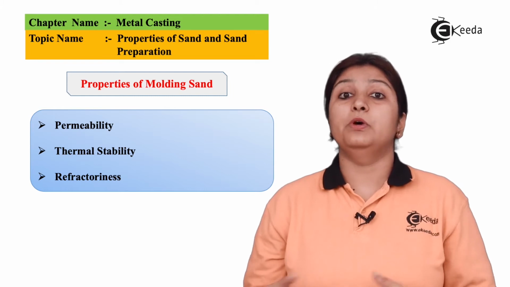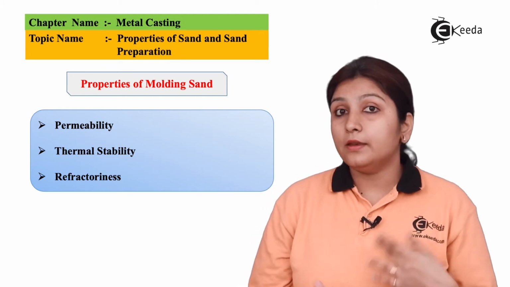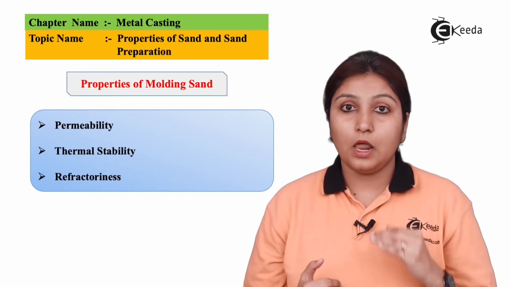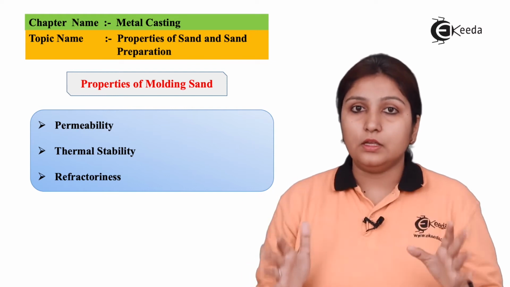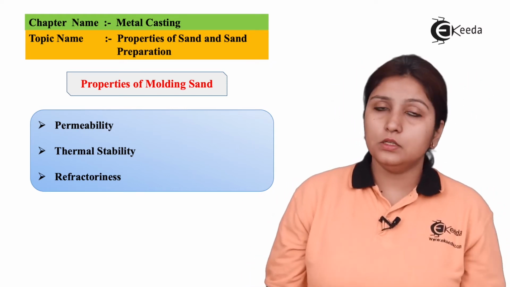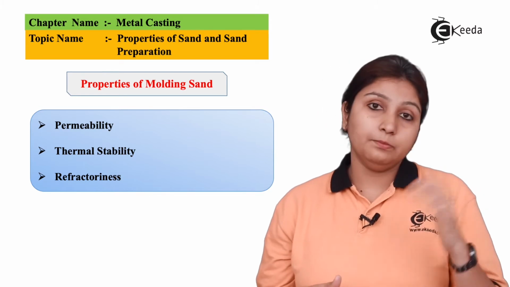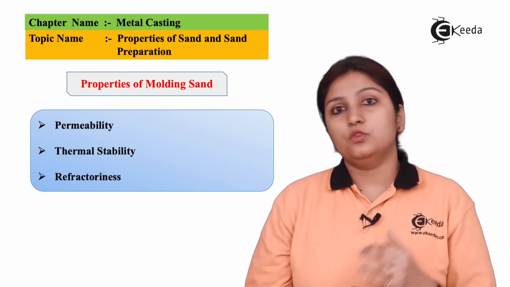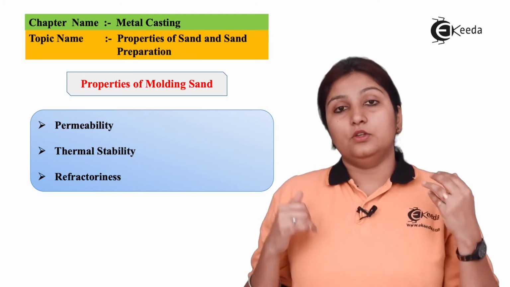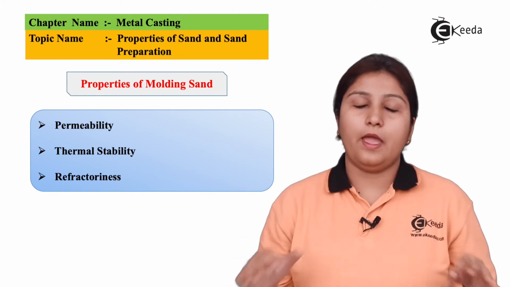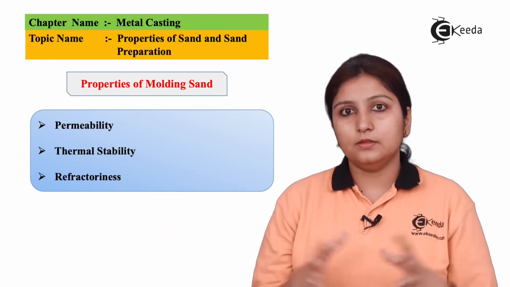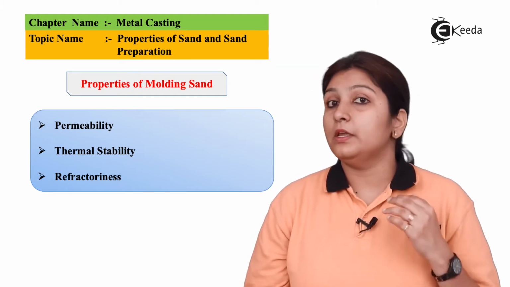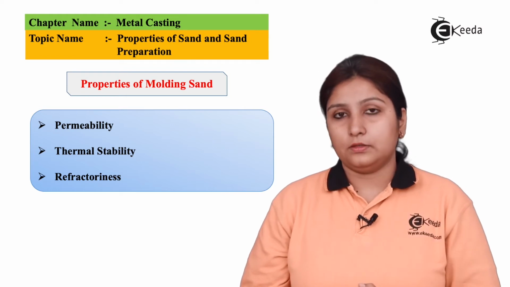So the next property is permeability. Your sand should be permeable enough to allow the hot gases to get released. In this property, the hot gases which come through the molten metal should get trapped off from your cavity. How? They enter your sand. Your sand should not clog, and should release the gases so that they enter the atmosphere and don't remain in the sand. So sand should be permeable enough to let your gases escape.